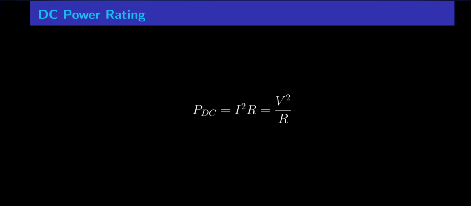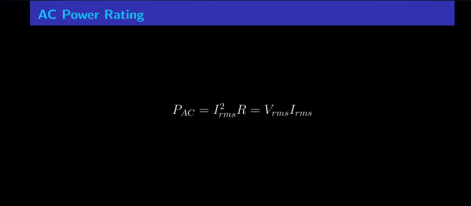In AC circuits, power dissipation is calculated using RMS values. The power is equal to I RMS squared multiplied by resistance, or V RMS multiplied by I RMS. Even though voltage and current vary with time, heating depends only on RMS values. Since heating depends on RMS current, both AC and DC currents of the same RMS value produce the same heating effect. Therefore, the power rating of a resistor is the same for both AC and DC applications.